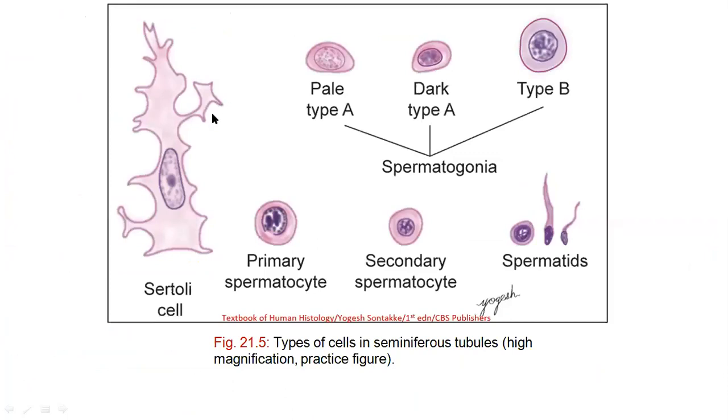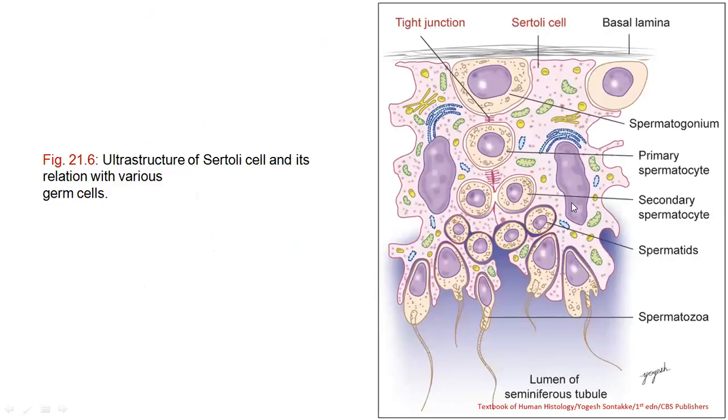Okay, now let us see the different pictures whose figure number was given in the slide. We have spermatogonia here, the pale type A spermatogonia, dark type A spermatogonia, and type B spermatogonia. We have primary spermatocyte, secondary spermatocyte, which are maturing into spermatids. This is one single cell which is extending from the basal lamina to the lumen of the seminiferous tubule, which is the Sertoli cell. Okay. Then this is the ultrastructure.